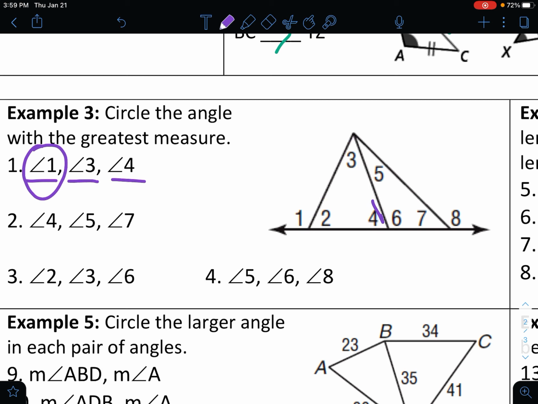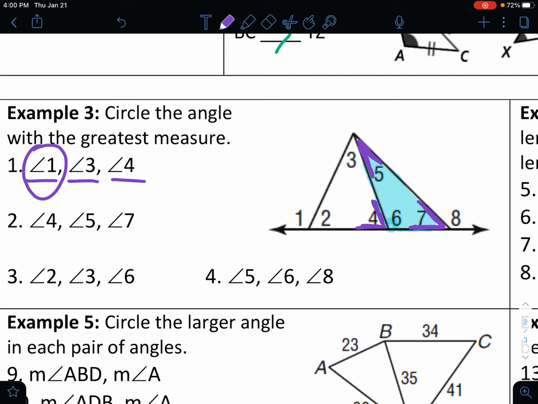Number 2, we have angle 4, angle 5, and angle 7. All right, same thing. I don't know if y'all can tell, but this is a triangle. I know that there's a triangle next to it, but we're not worried about that triangle.